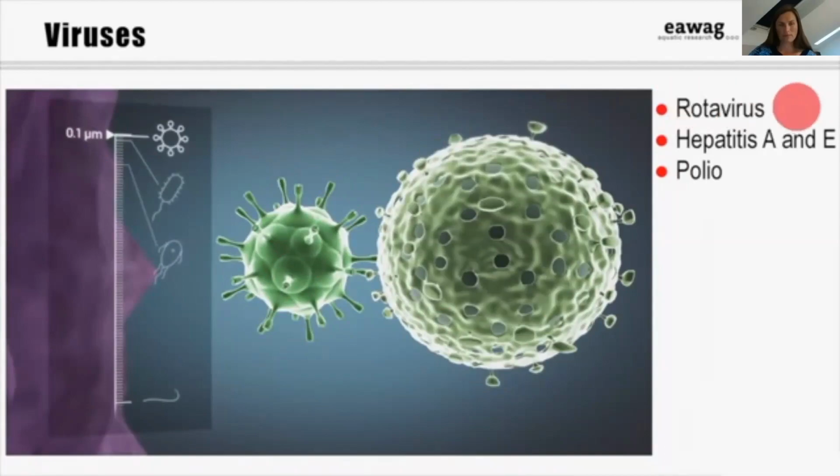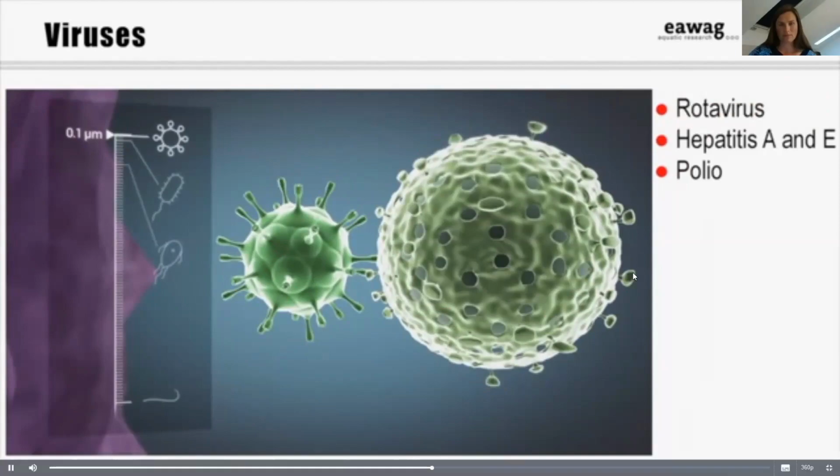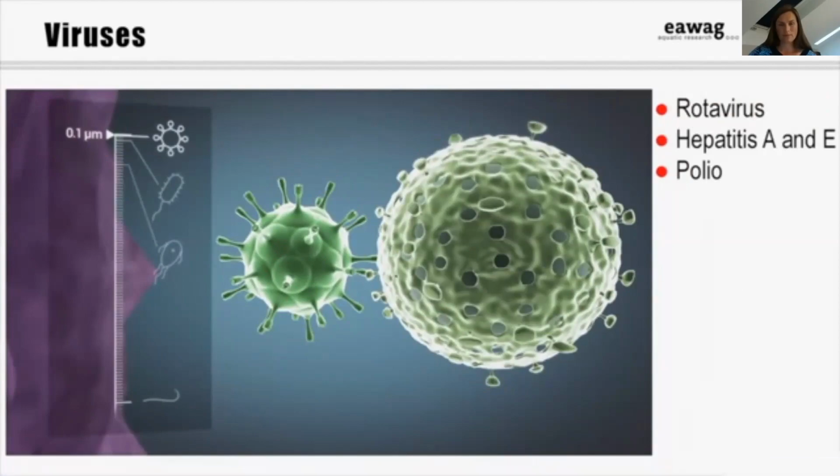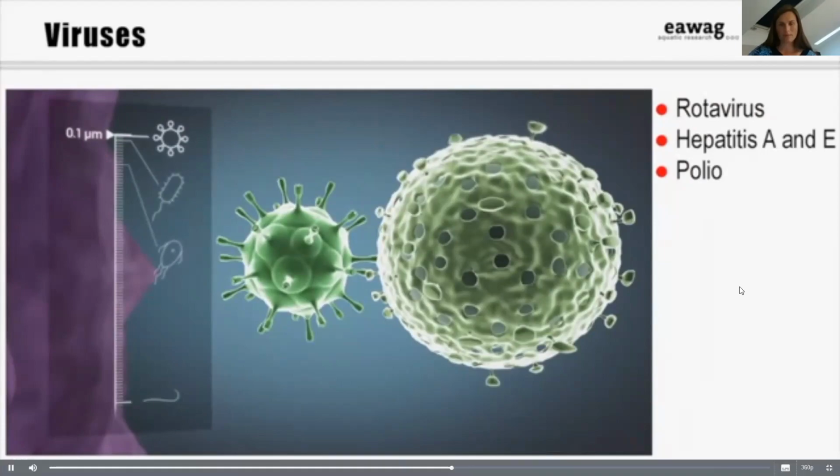Rotavirus is one of the main pathogens causing diarrheal disease. The GEMS project found rotavirus to be the single most commonly isolated pathogen among children with diarrheal disease. It is particularly prevalent among the youngest children. Infected people shed large numbers of the virus in their feces, approximately 10 to the 11 viruses per gram of fecal matter. That's 100,000 of millions.